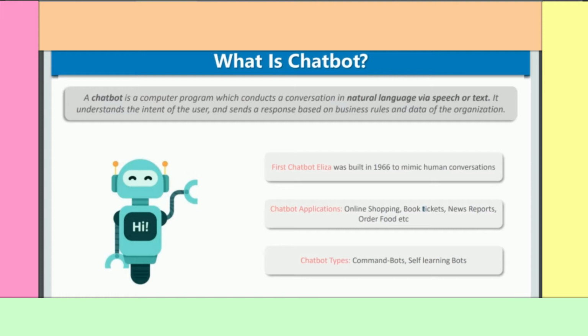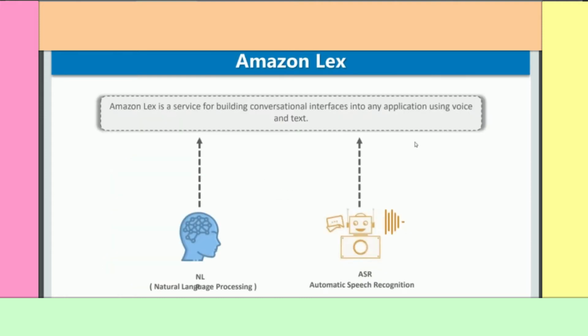Now, let's start with our discussion on Lex. So Lex is a service. We had discussed yesterday that AWS consists of multiple services. AWS consists of 150 plus services from different categories. For example, we have predefined services for computation, for storage, for networking, for IoT, for AR/VR, for artificial intelligence, for databases.